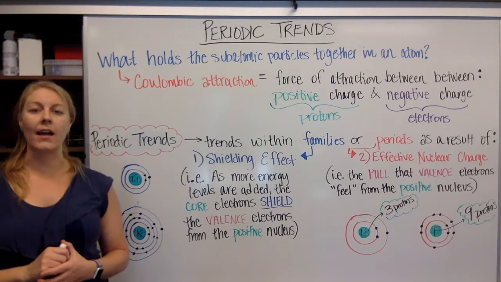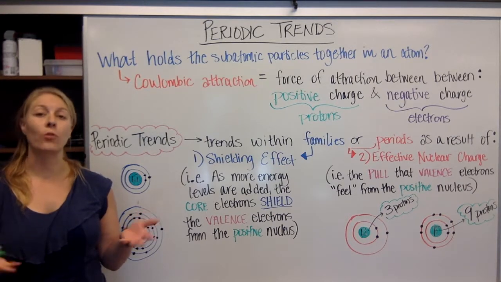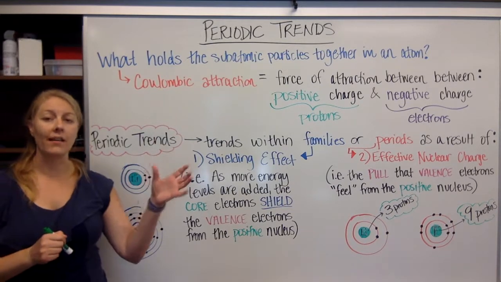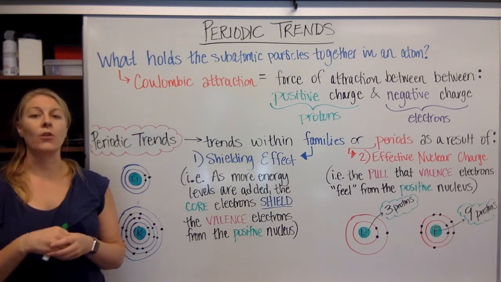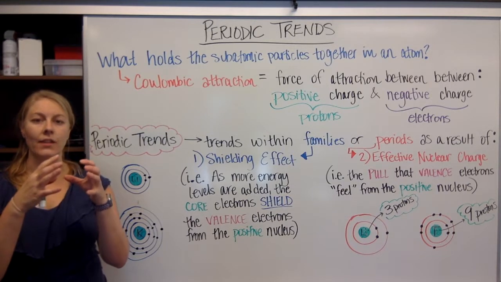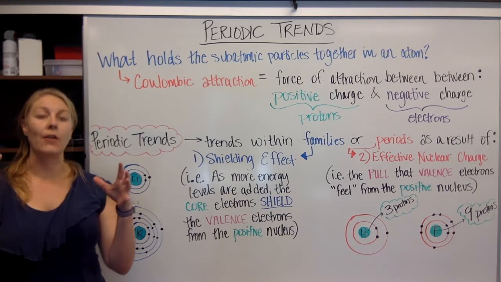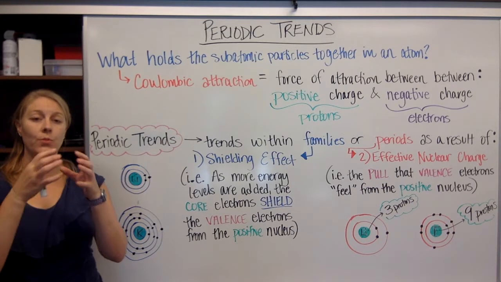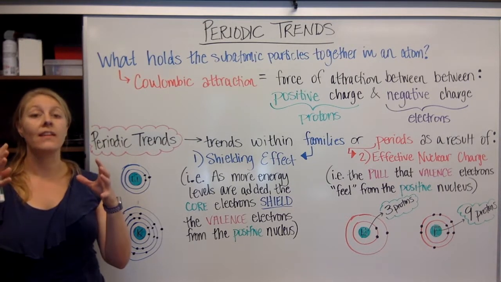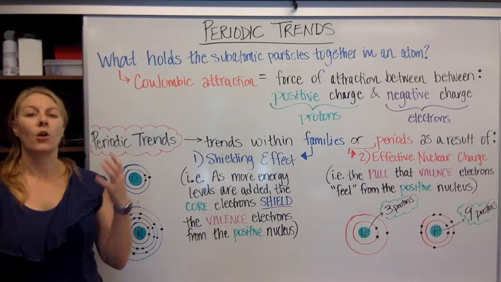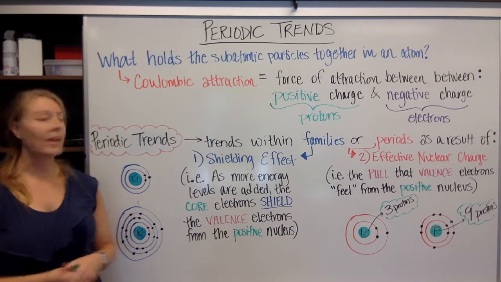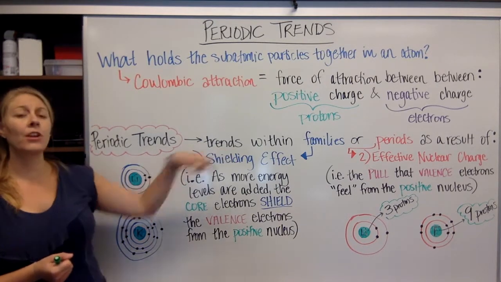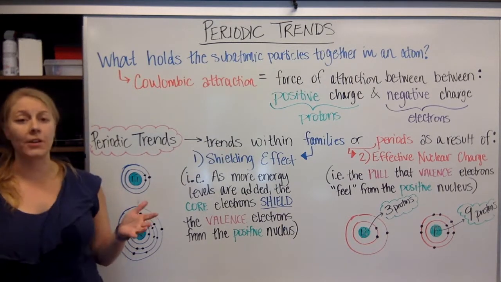And we see that the reason is this force of attraction, which we call Coulombic attraction. And this is the attraction between positive charge and negative charge. Now we know that we have the positive protons in the nucleus, and we have the negative electrons out in the valence, or in the energy levels. So that attraction between the positives in the nucleus and the negatives in the energy levels is what holds the atom together. And this is going to be the reason for a lot of trends that we see, and they're going to be trends within families or periods.